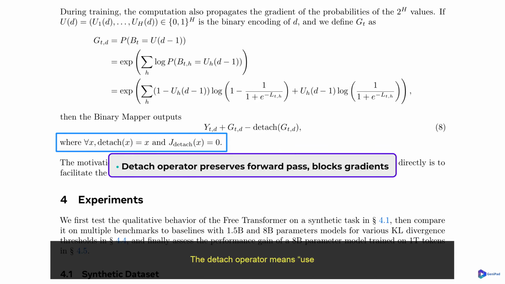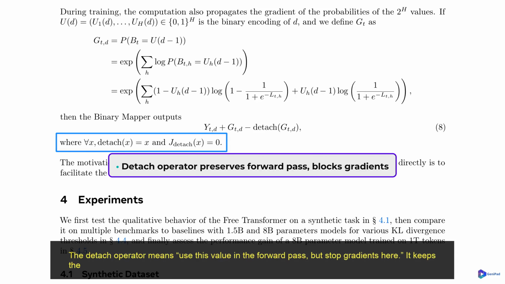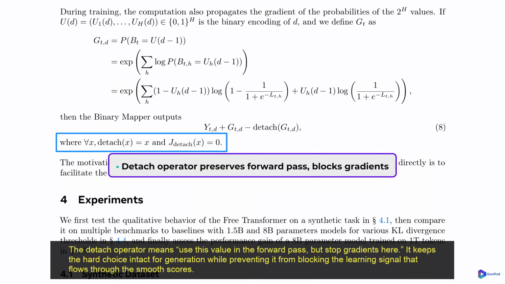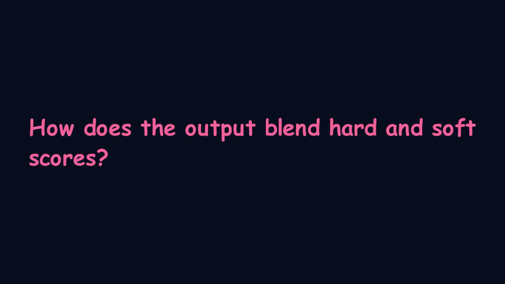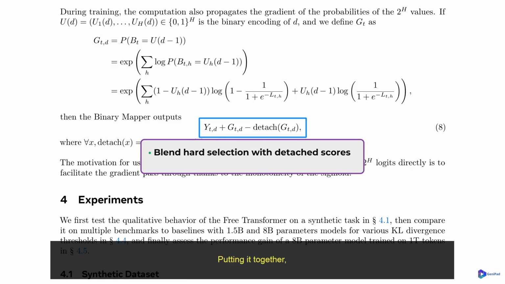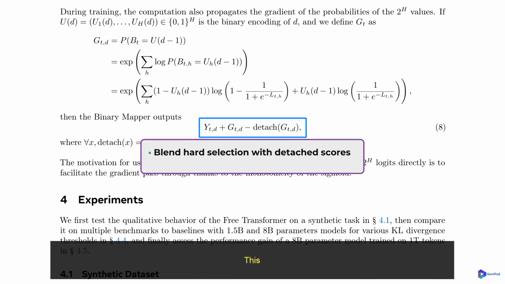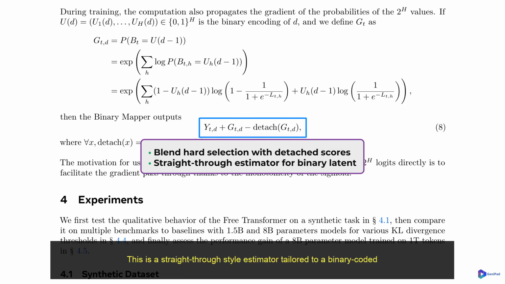The detach operator means use this value in the forward pass, but stop gradients here. It keeps the hard choice intact for generation, while preventing it from blocking the learning signal that flows through the smooth scores. Putting it together, the output blends a hard, one-hot selection with detached scores so that the forward behavior stays discrete, yet the gradients track what would have happened if we had used the soft scores. This is a straight-through style estimator tailored to a binary-coded categorical latent.